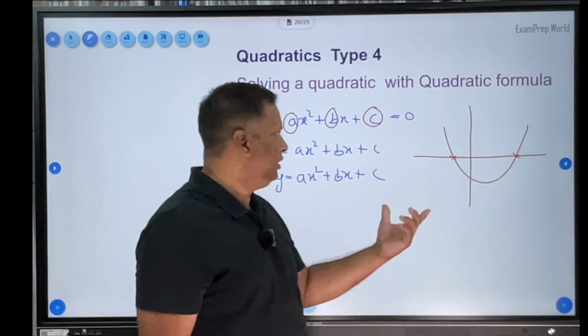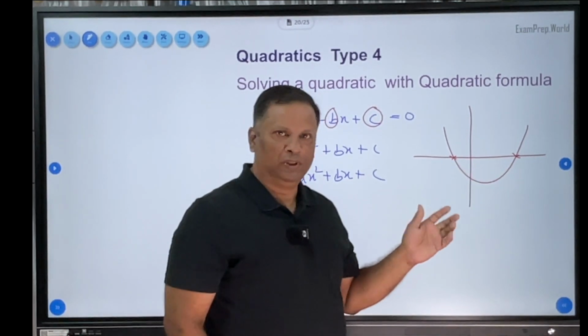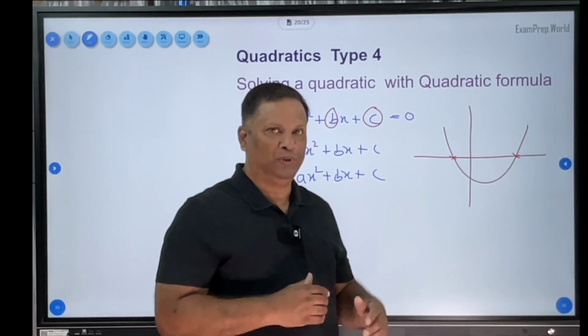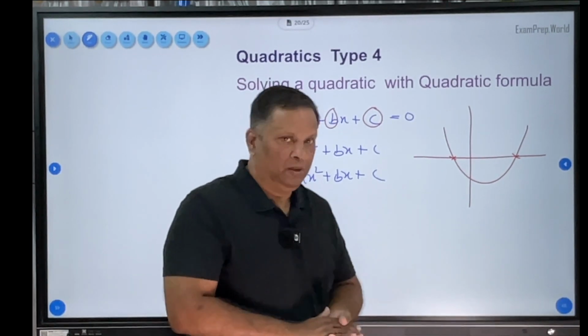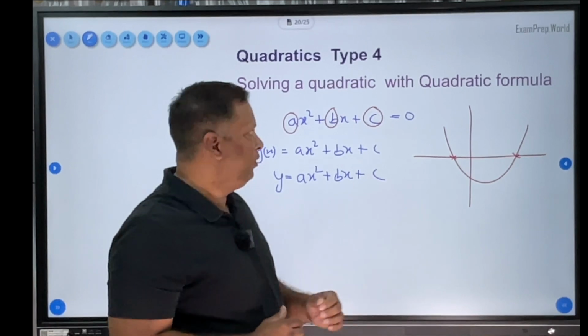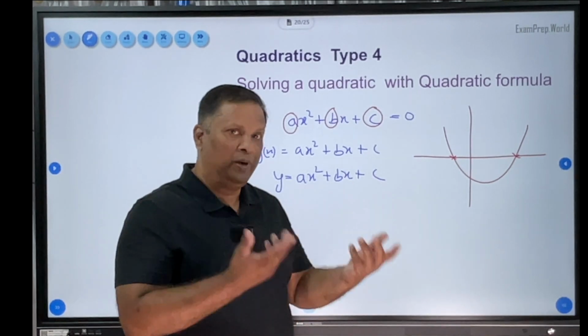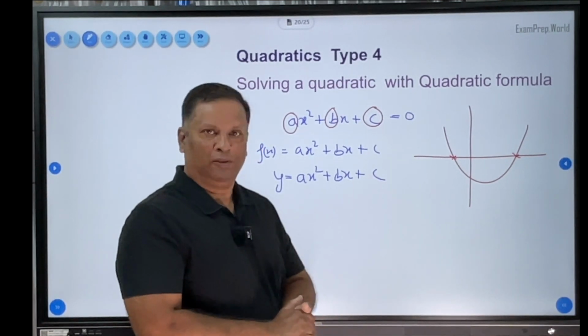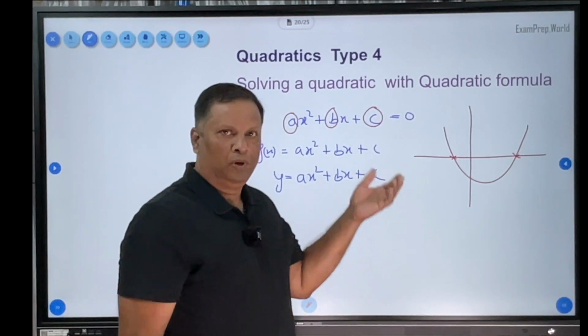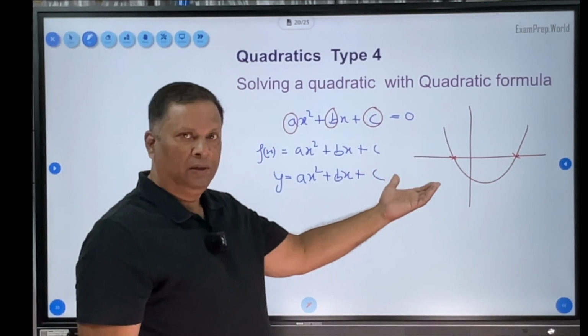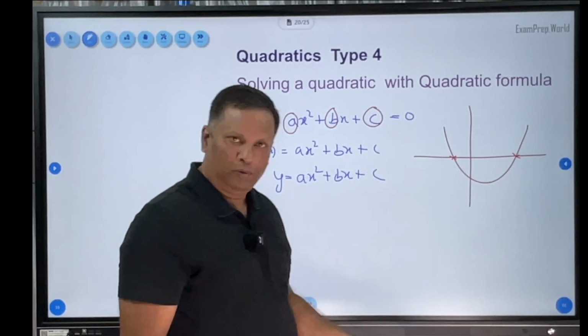Many kids I have seen, they like the formula because it's a direct application. They don't have to put their mind into splitting the middle term. But in examination, you have to be very careful. If they ask you to use splitting the middle term, you have to use that method. Or if they ask you for the quadratic formula, you can use the quadratic formula. But if it is not specified, you can directly use the quadratic formula.